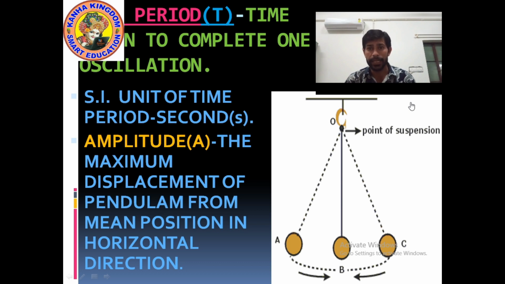Then after some time, when it comes to rest, it will come to B point. B point is the mean position B. Where is B? Can you see? Yes. Now, what is amplitude? The distance between B to C and A to B is actually showing amplitude.